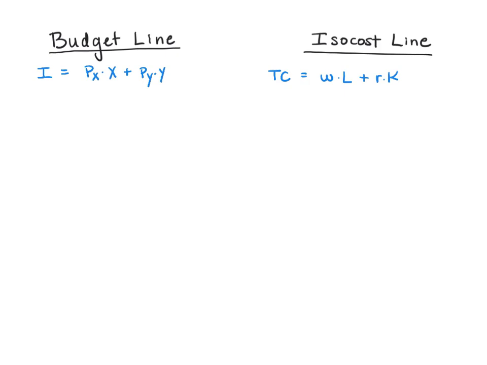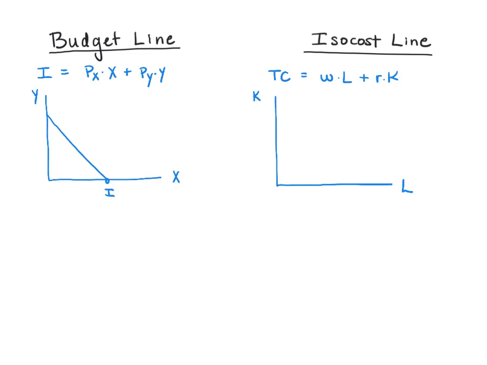When we graph budget lines in consumer theory, we put good X on the horizontal and good Y on the vertical axis. In firm theory, when we graph isocost, we put input labor on the horizontal and input capital on the vertical axis. The budget line usually is represented by a downward sloping line, the intercepts of which are income over the price of X and income over the price of Y.